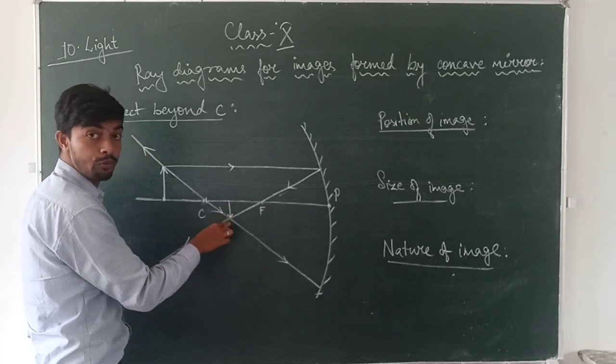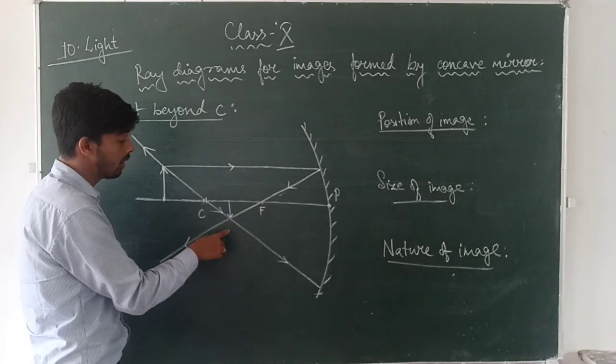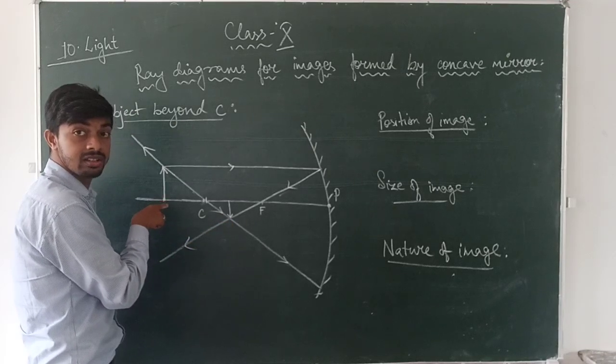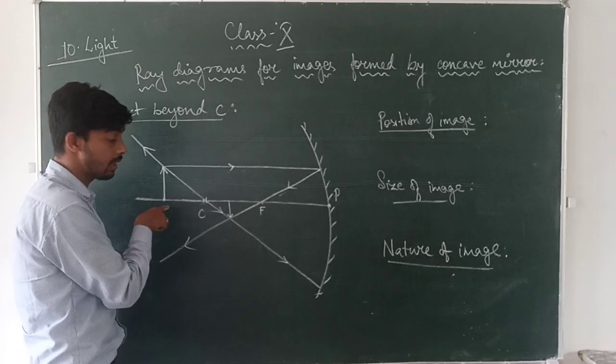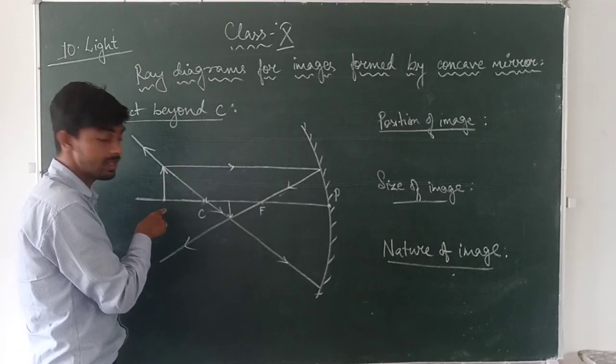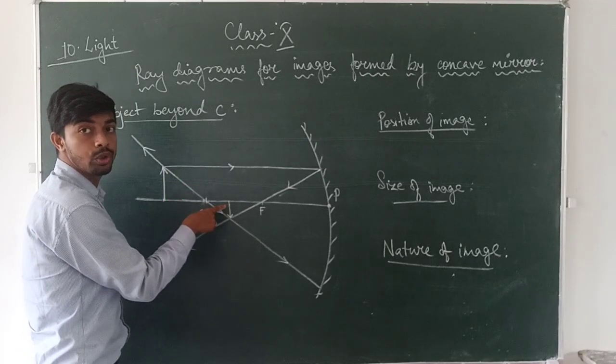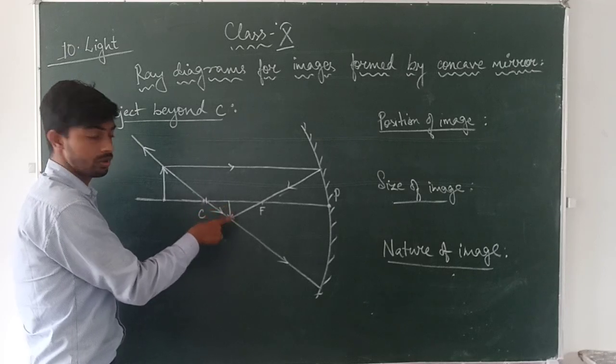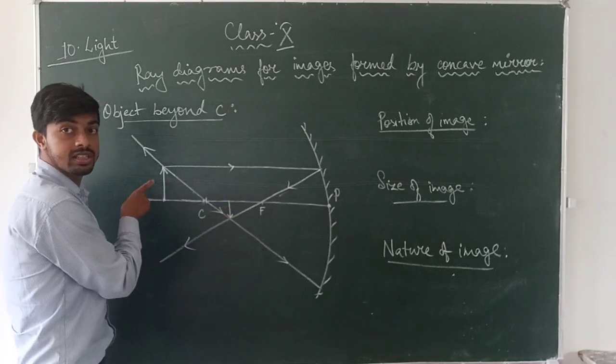It means the tip will be formed at the point of intersection, and as the base of the object was on the principal axis, here also the base of the image will be on the principal axis. So this is our image, this is our object.